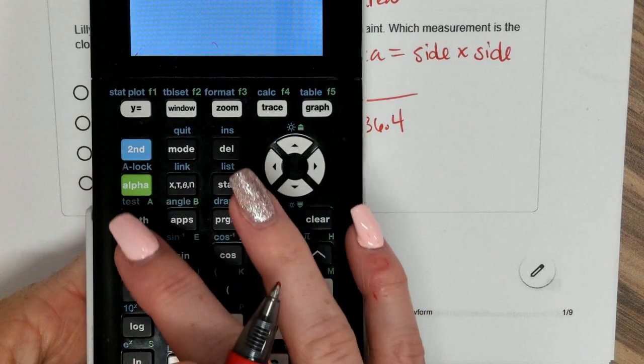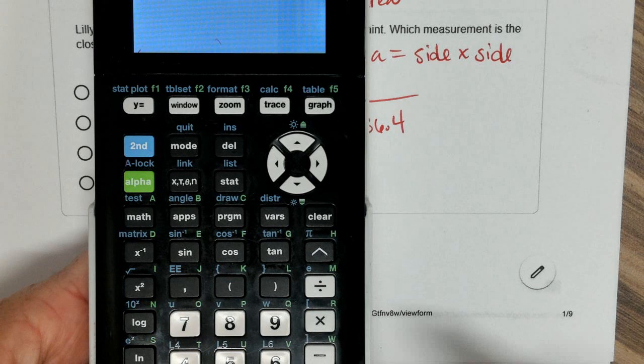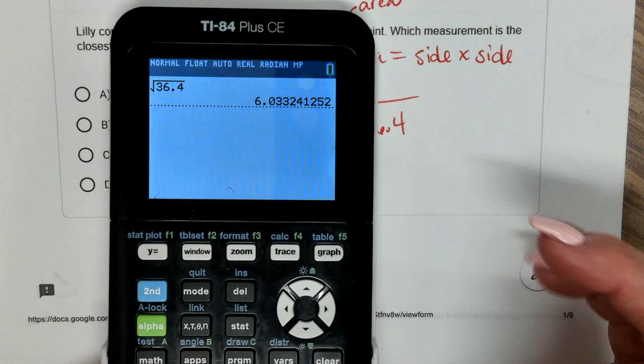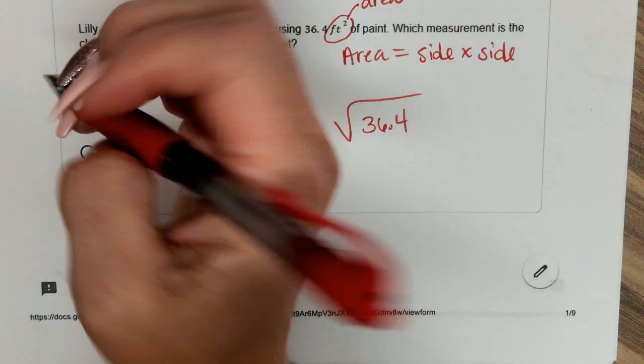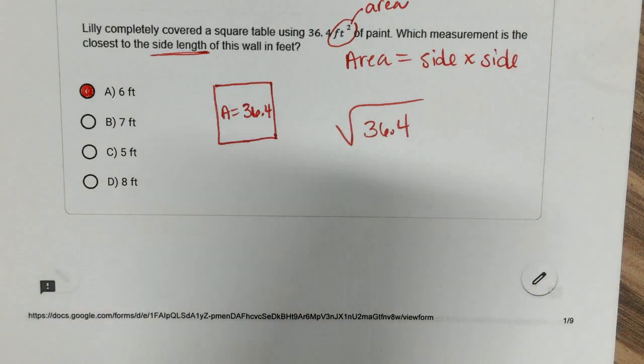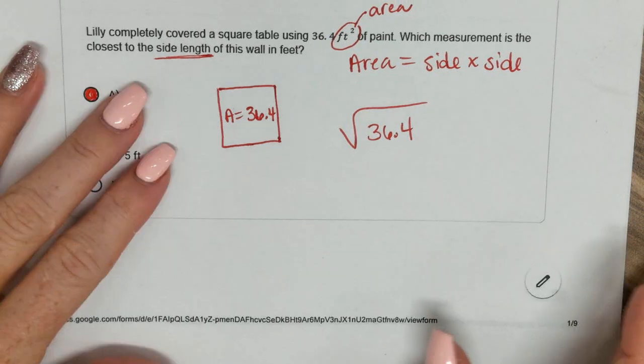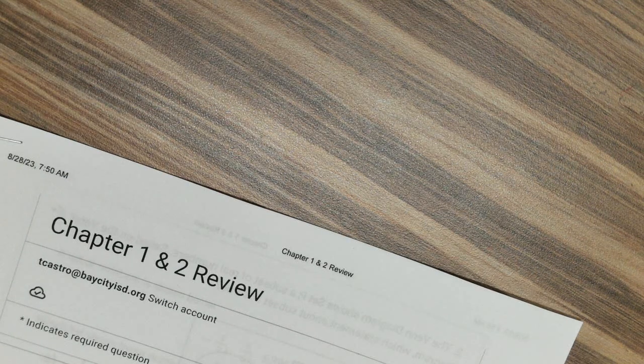So the square root of 36.4 is 6.03 whatever. And it says which answer is closest. So the answer was 6. Y'all need to remember that. If it gives you the area of a square, how do you find the side length? Square root it.